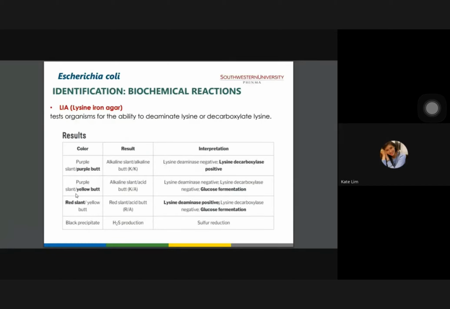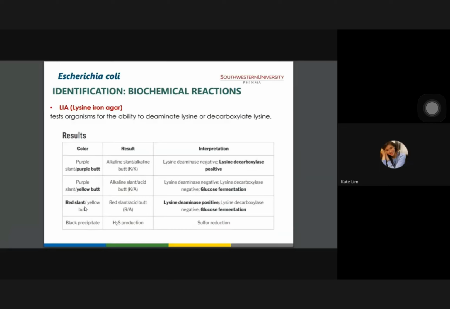How about a purple slant and a yellow butt? What do we see in the slant? That is your deaminase. What is positive for deaminase? It's red. So, that should be lysine deaminase negative. How do we write that as a result? It's purple, so it's still alkaline. It's K. How about the yellow butt? Yellow tells you acid, so it's K over A. The butt is yellow, not purple, so the decarboxylase is negative, but glucose fermentation happened.